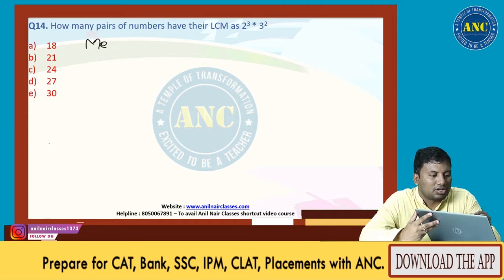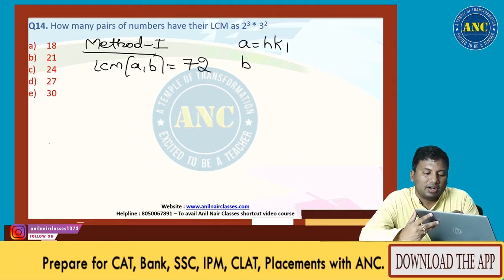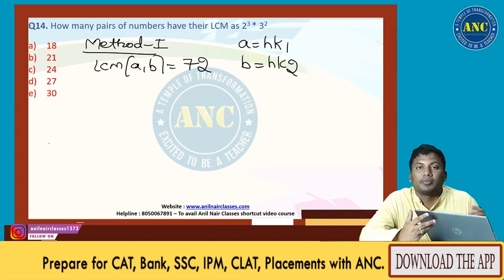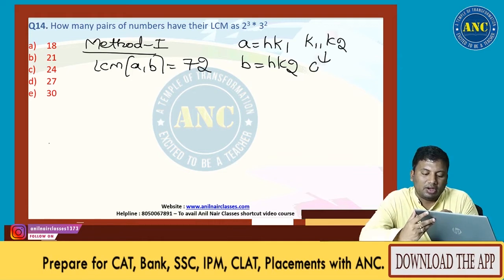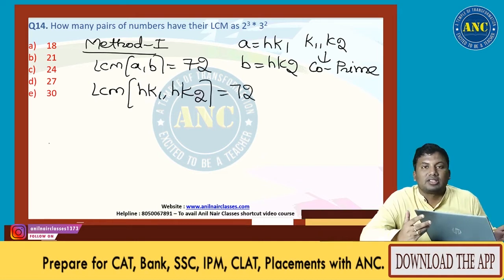Method 1. You can solve this problem in multiple methods. There exist two numbers, LCM of a comma b equal to 8 into 9, which is 72. Just now I discussed A is HK1 and B is HK2. What are K1 and K2? K1 and K2 are nothing but co-prime numbers. So LCM of HK1 comma HK2 equals 72.